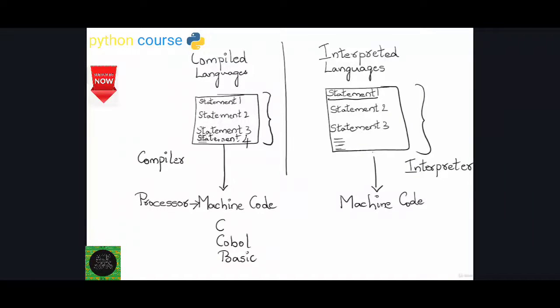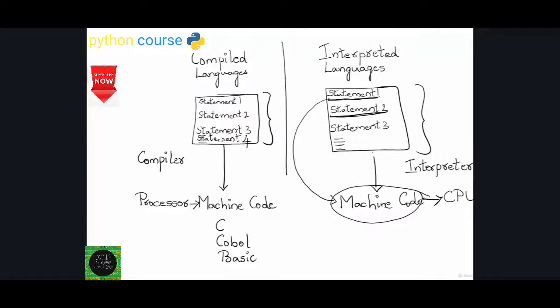In the next step, the CPU executes each instruction. So statement 1 has been translated into machine code by the interpreter, and this is executed by the CPU. Next, the interpreter translates the second statement in your program to machine code, and the CPU executes that particular instruction.